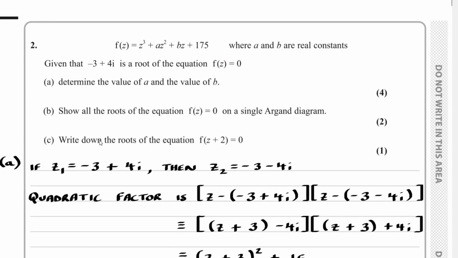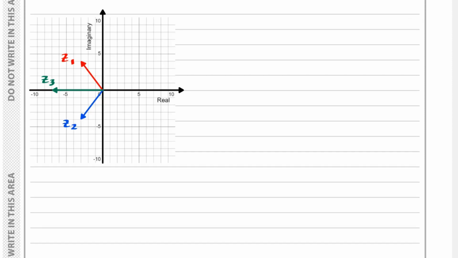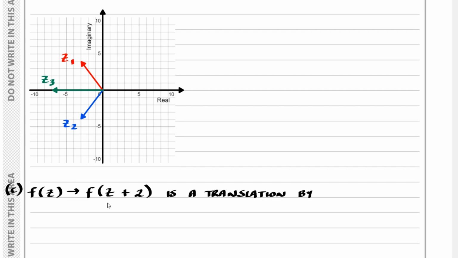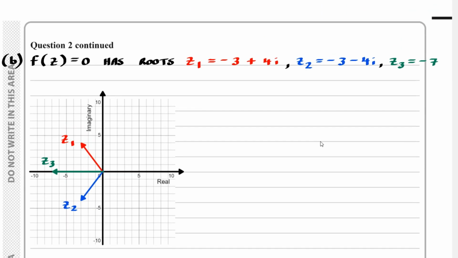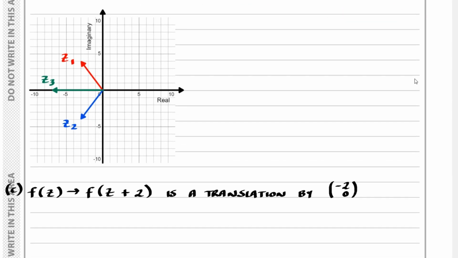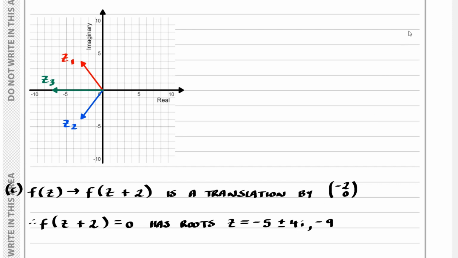Part C. Write down the roots of the equation f of z plus 2 equals 0. First of all, we are going from f of z to f of z plus 2. And this is a translation by vector negative 2, 0. So what we have to do with each of these roots is subtract 2 from them. And if we do that, you will find f of z plus 2 equaling 0 having roots z equals negative 5 plus minus 4i and negative 9.